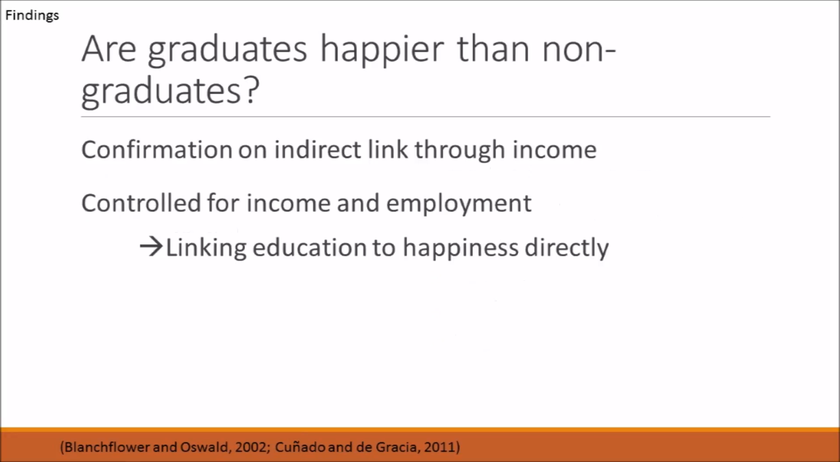A 2002 paper published by Blanchard and Oswald in the Journal of Public Economics looked into data to apply an economic view on the many causes of happiness, including education. It found both direct effects when controlling for income, as well as indirect effects. Education level still had a causal positive impact on happiness.